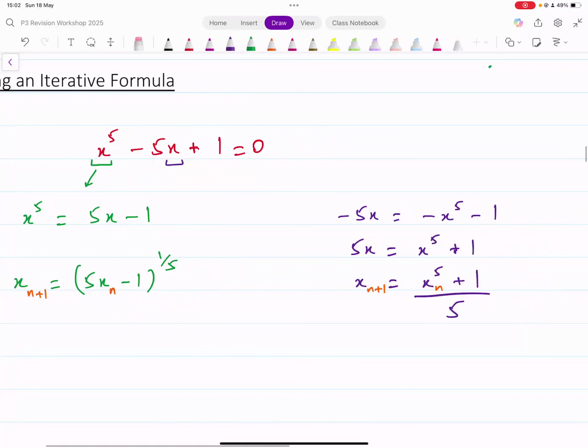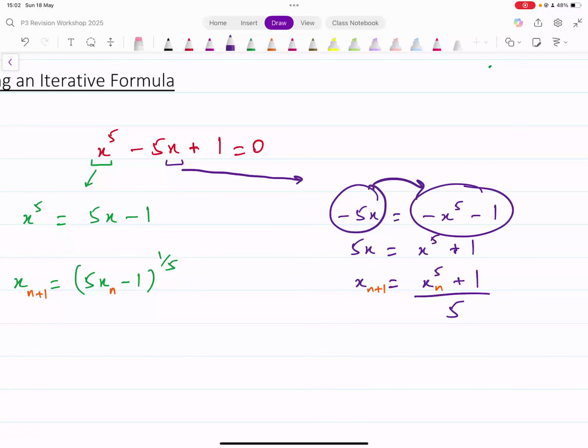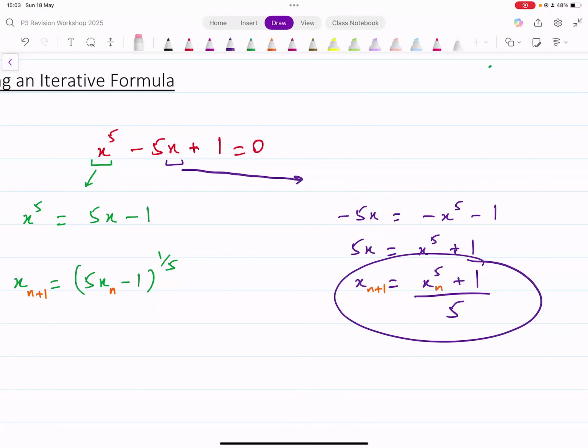And that would be if you made this other x the subject, as in keep this x on one side, everything else on the other side. How would that work? You can take minus 5x to the other side, or take the other terms to the other side. So it becomes minus 5x equal to this. Multiply the whole equation by minus to get rid of that negative sign. Divide by 5 on the other side. You get this. And then all you have to do is put n plus 1 with the x on the left side, put n with the x on the right side. If you have multiple x on the right side, so that can happen as well. For example, you might have another x here. With every x on the right side, you put xn.